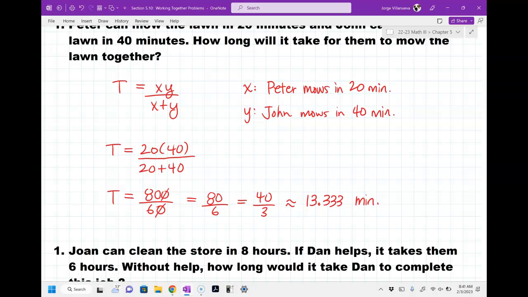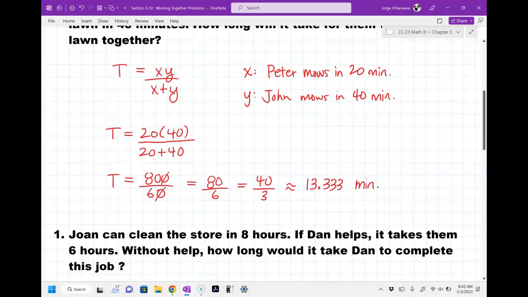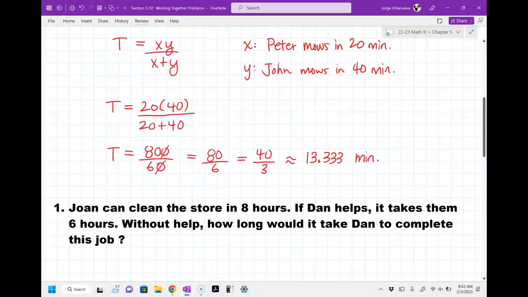The harder ones are the ones where they tell you the total and one person, and you get to solve for the other one, but it's not like it's insanely difficult. It's just more work, okay? So any questions on this one? So it's going to take both of them 13.3 minutes, 3/10, that's 30%, 30% of 60 minutes. What is that, 18 minutes?